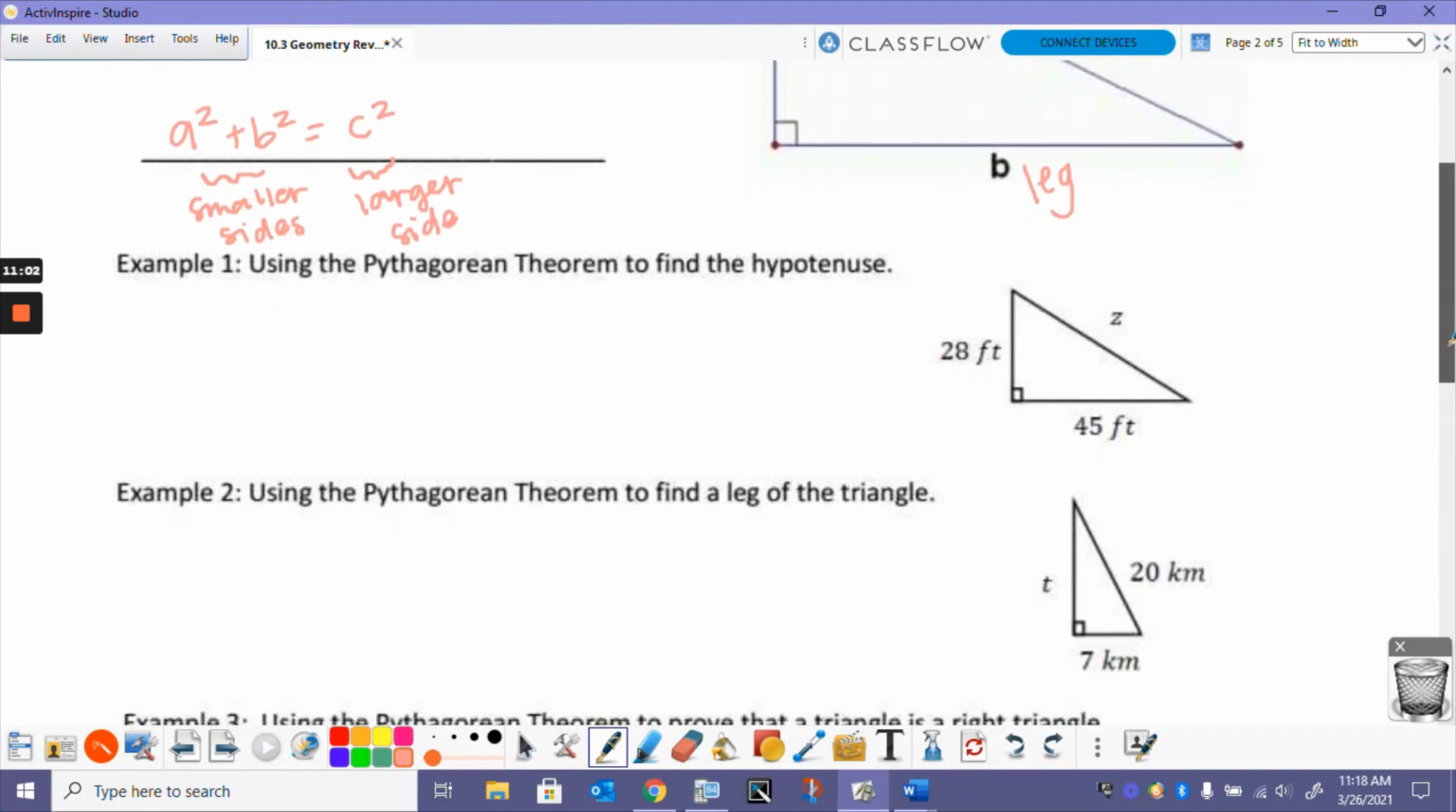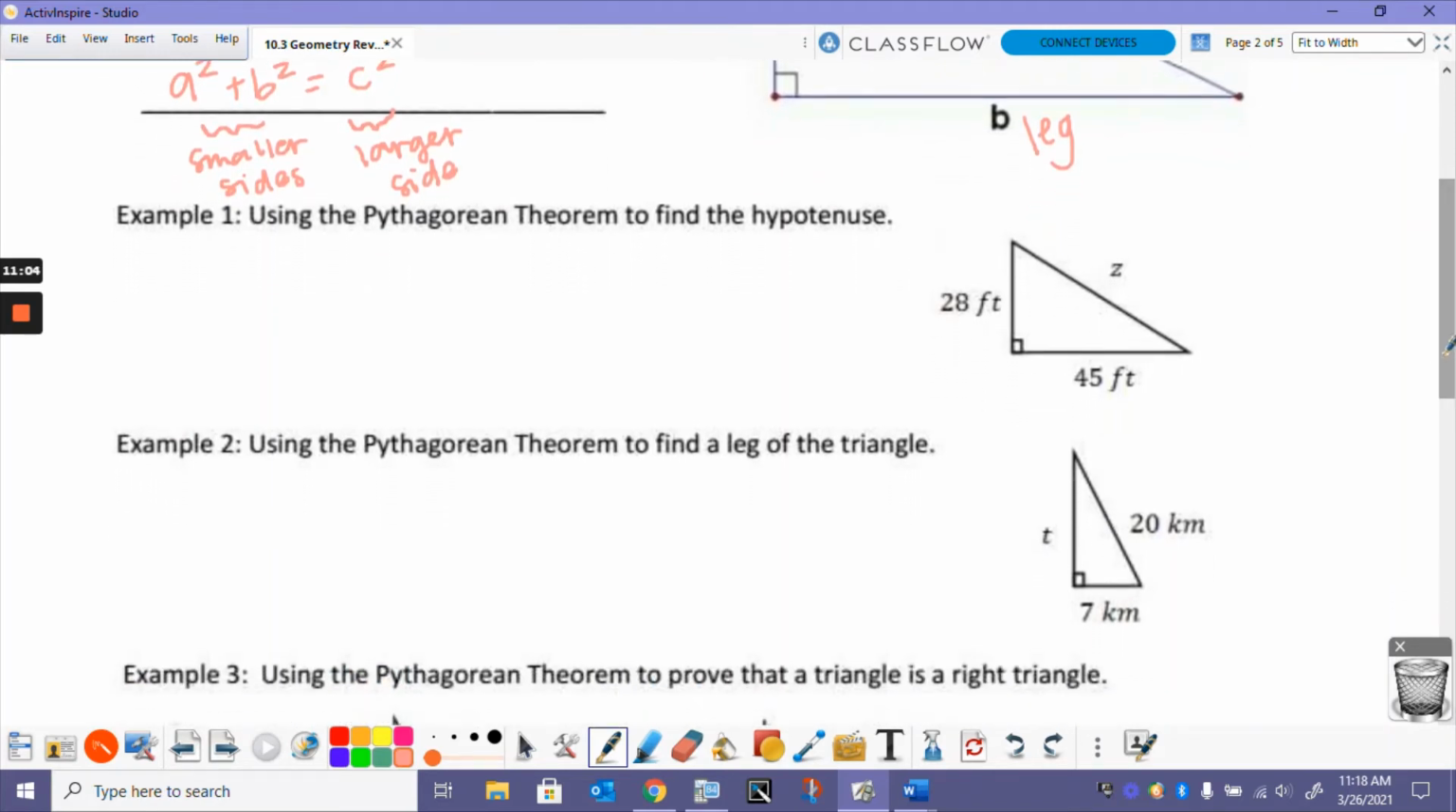Example 1. Use the Pythagorean theorem to find the hypotenuse. All right, so we need to find our hypotenuse, right? We were given 28 feet and 45 feet. These are our A and B, right? If we labeled these A and B. So that's what we're going to be plugging in. And you just make these squared. That's literally all you do. So 28 squared plus 45 squared. Then we're going to use the correct units here, which was Z squared.